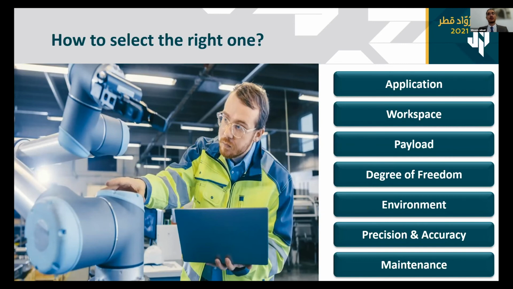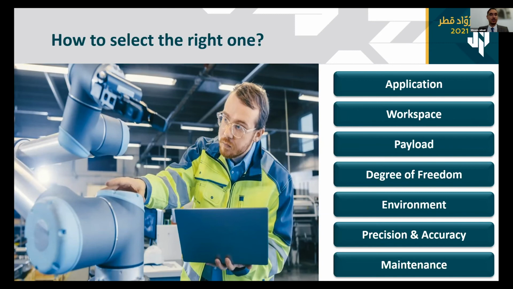The second point is the workspace. Basically, it's how many cubic meters you want this robot to cover. Is it 1 meter by 1 meter by 1 meter? So where you are going to put your robot and what's the reach of your robot. The third point is the payload. The payload is how many kg this robot will carry and transport from point A to point B, or how many kg the end effector, the last point of the robot that executes the job, will be carrying.